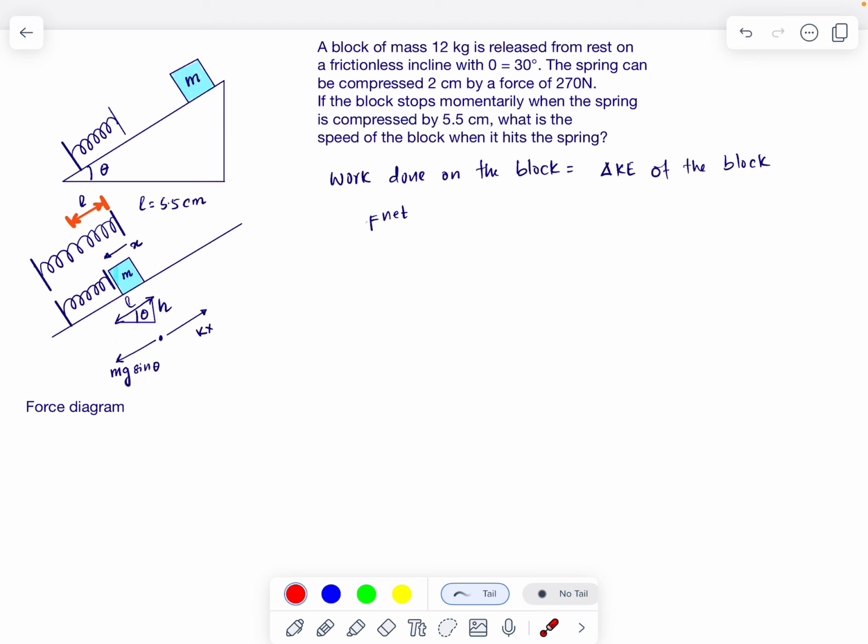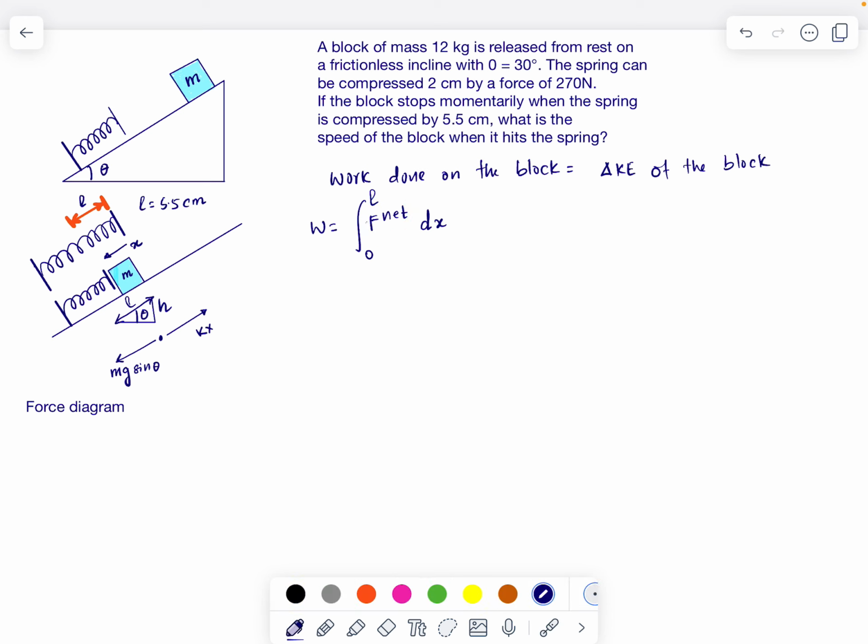So we consider that the block is displaced by a small amount dx. So the work done for that little displacement is the net force times dx. So we want to integrate to find the total work. Okay, so we integrate from 0 to L, where L is the maximum displacement of the block. So the question is, what is this F net?